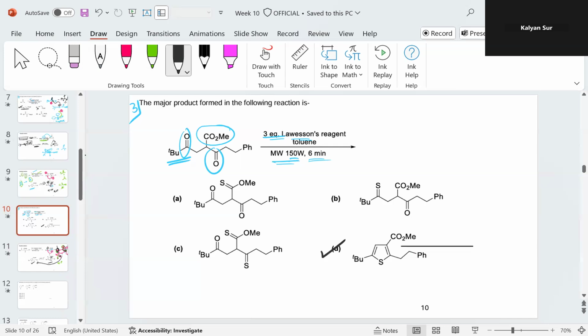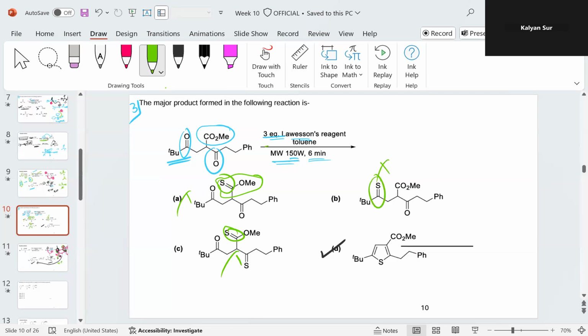And we can simply eliminate the other options. If you look at this first option, they have shown that upon addition of the Lawesson's reagent, the carbonyl of this ester converts into a C double bond S. So that's wrong. Here also they have shown the same, and here they have shown only one.